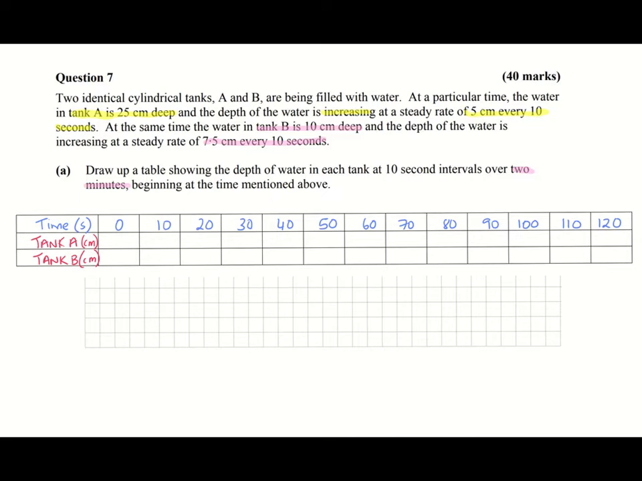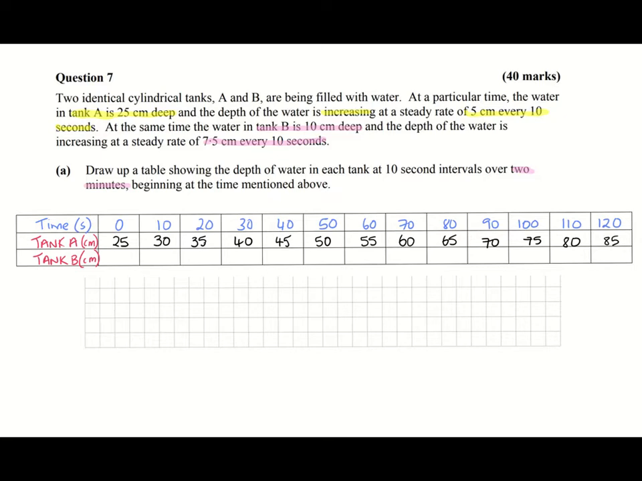Tank A started at 25 centimeters deep of water, and it's increasing by 5 centimeters every 10 seconds. So we're going to keep adding on 5, so 30, 35, 40 and so on until you fill up the table right up to the end. You should have 85 centimeters of water at 120 seconds.